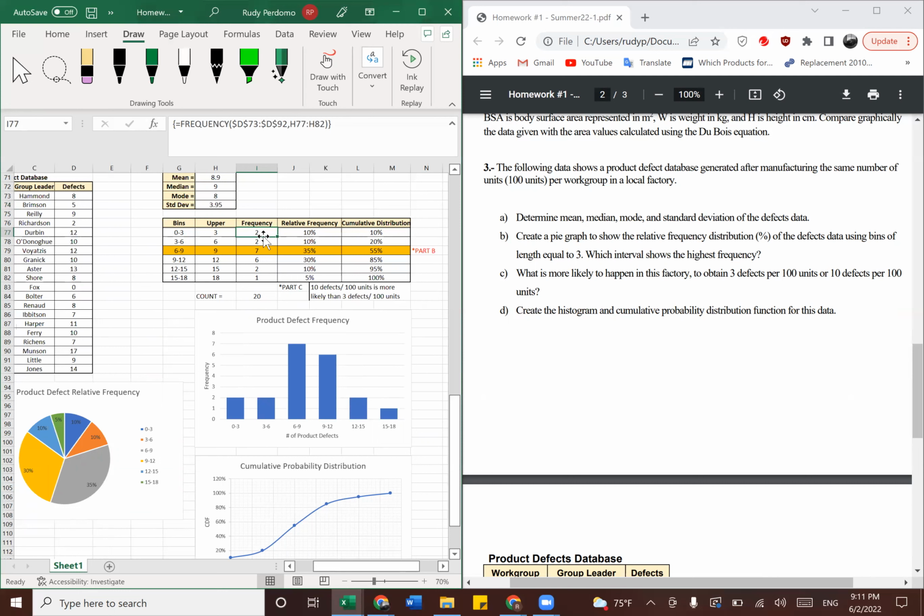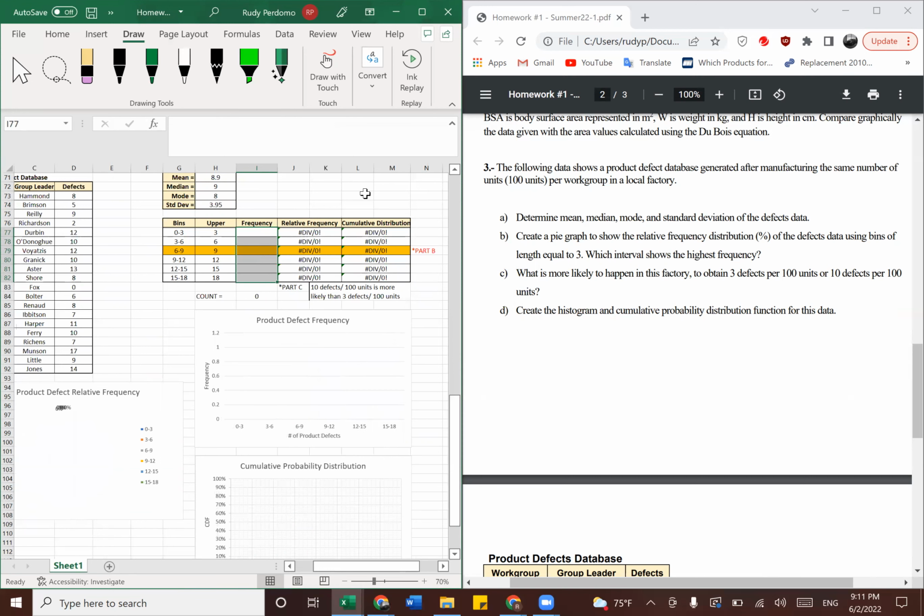So for frequency here, you notice this is an array. So I'm just going to delete this. It's going to change all this because it all depends on this. But so you're going to highlight this whole thing. You're going to press equals, use the frequency function. You're going to highlight the data array, so this is the data, comma, and then the upper values.